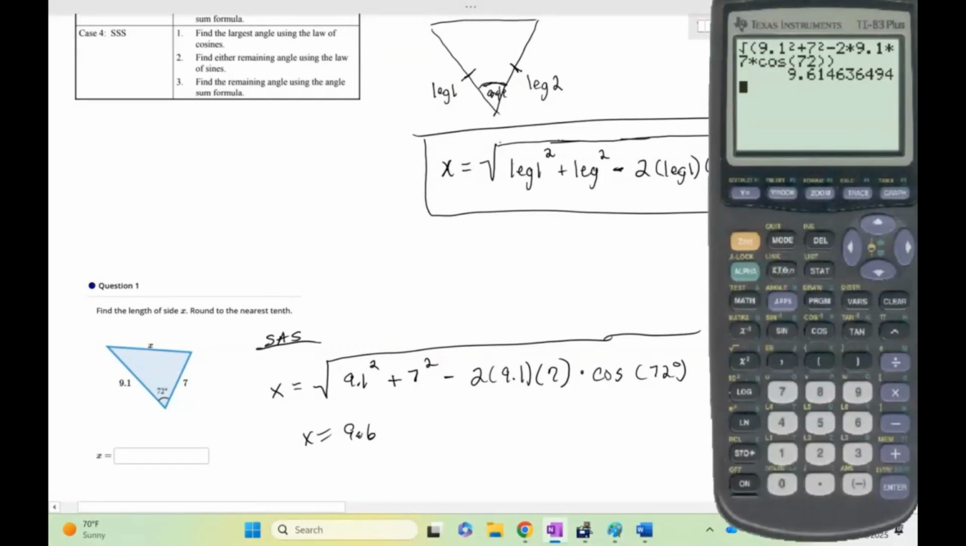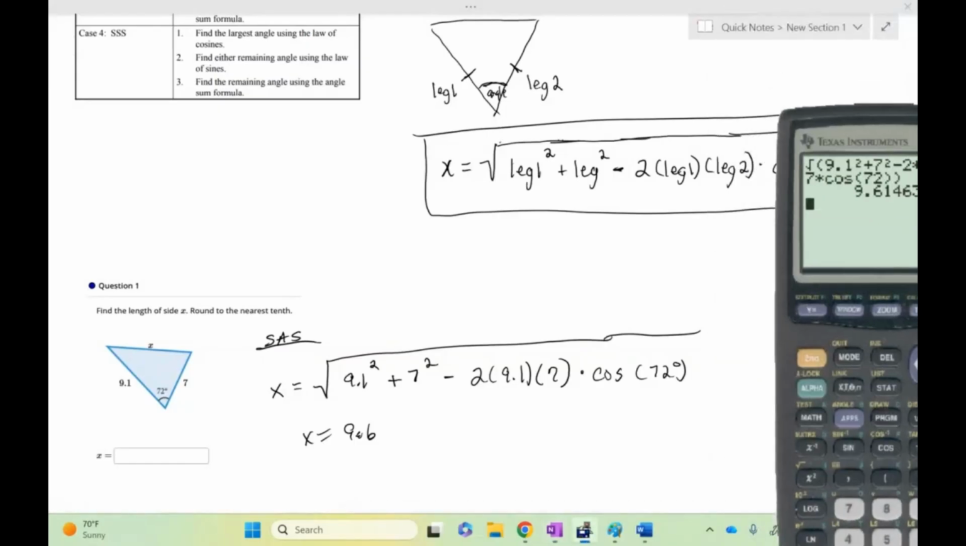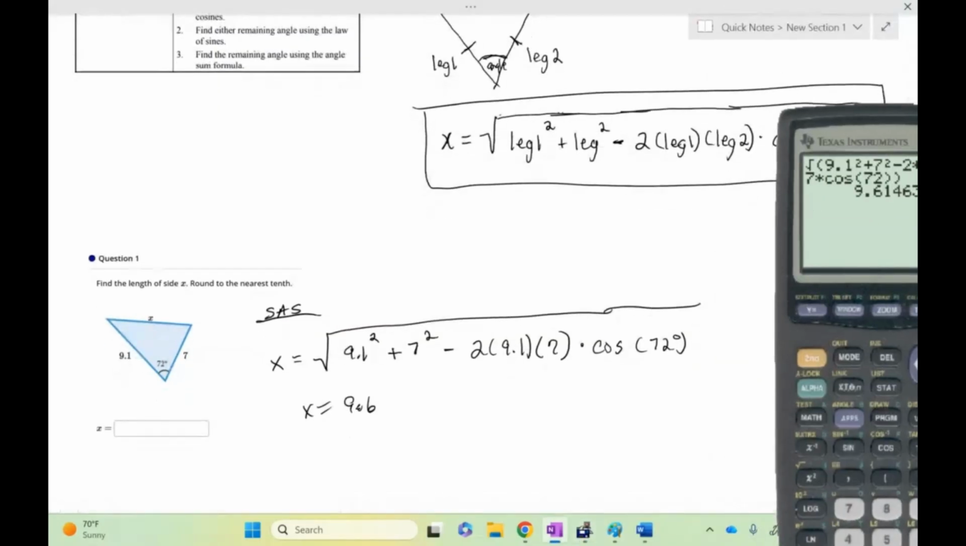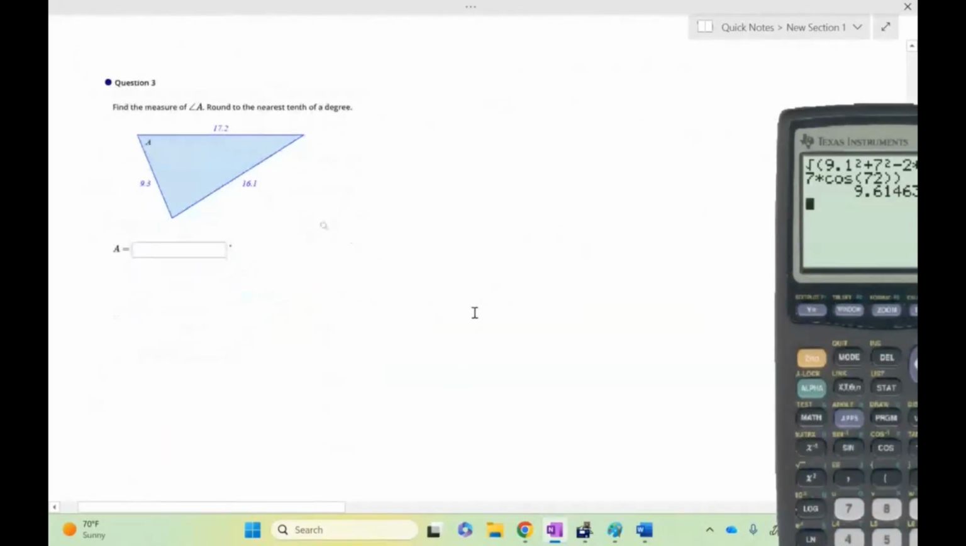Okay, 9.6 as the length of that missing side. All right, any questions about that one? All right, for the next example, and this is the one that kind of goes against the grain of those suggested procedures, and only because it wants you to find just one specific angle.